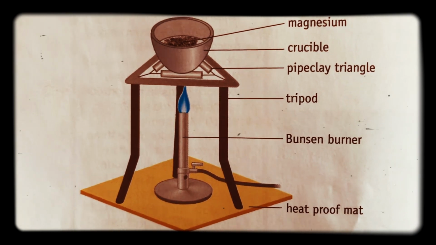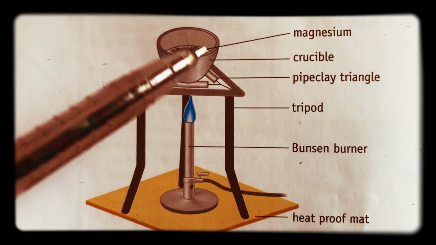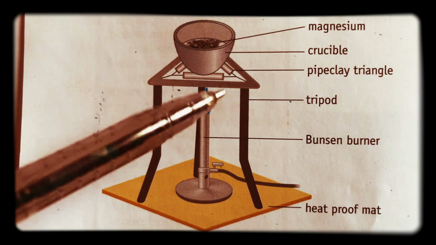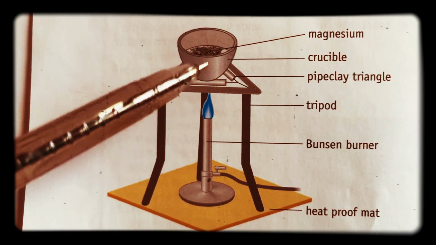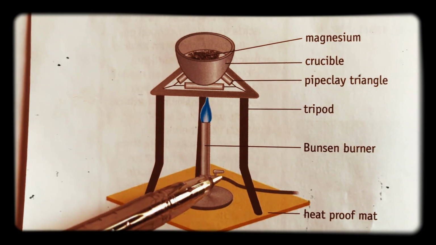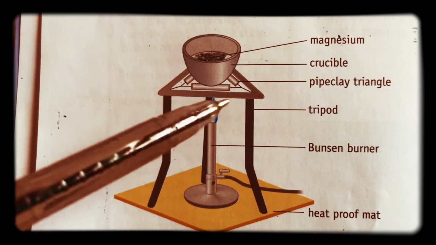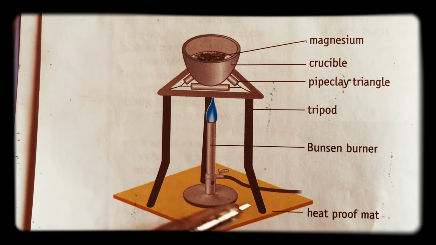Right. The magnesium is there. It's in a crucible. So this is a crucible. It's just like a ceramic pot, and it's on a pipe-clay triangle to keep it balanced because the crucible would otherwise fall through the tripod. You've got your Bunsen burner there, and you've got your heat-proof mat.